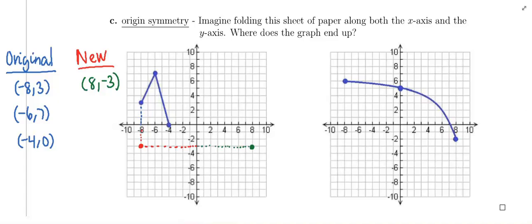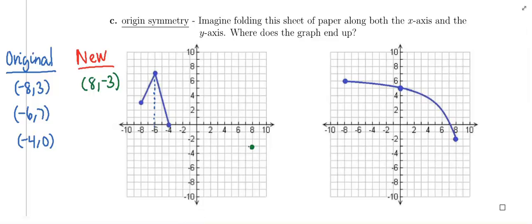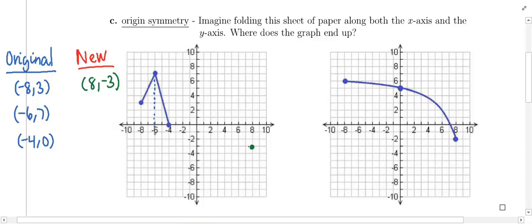Next, let's work on -6, 7. I'm going to erase this so there's no confusion. The first thing I'm going to do here is take this point, -6, 7, and fold the graph along the x-axis. Currently this point is 7 units above the x-axis. So when I fold along the x-axis, this is going to go 7 units below the x-axis. So it'll end up right here.